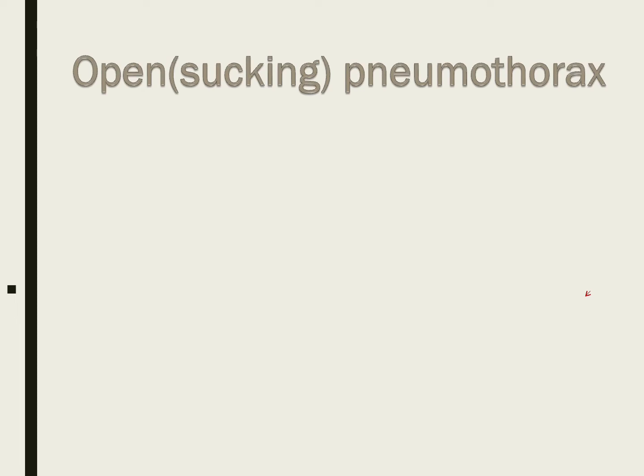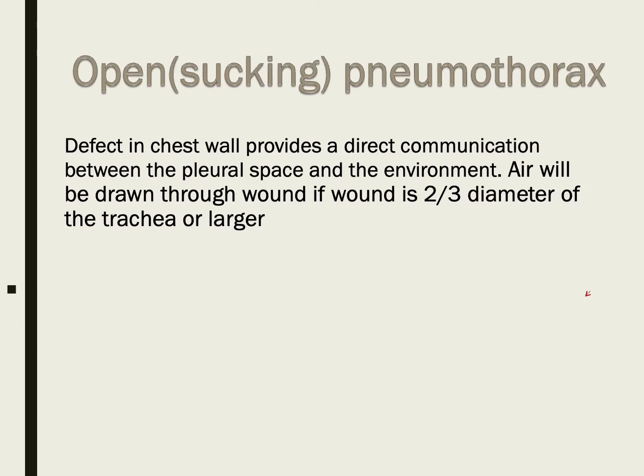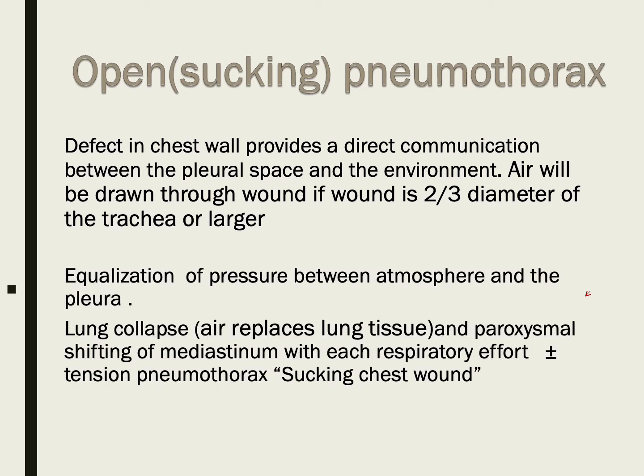The other thing is open or sucking pneumothorax. Open pneumothorax, as its name indicates, is a defect of the chest wall which causes direct communication between the pleural space and the exterior environment. If the diameter of the wound is two-thirds the diameter of the trachea or larger, this will result in air being drawn into the chest until the pressure is equalized between the atmospheric pressure and the intrapleural pressure, and this will result in lung collapse and paradoxical shifting of the mediastinum to the other side, causing tension pneumothorax.